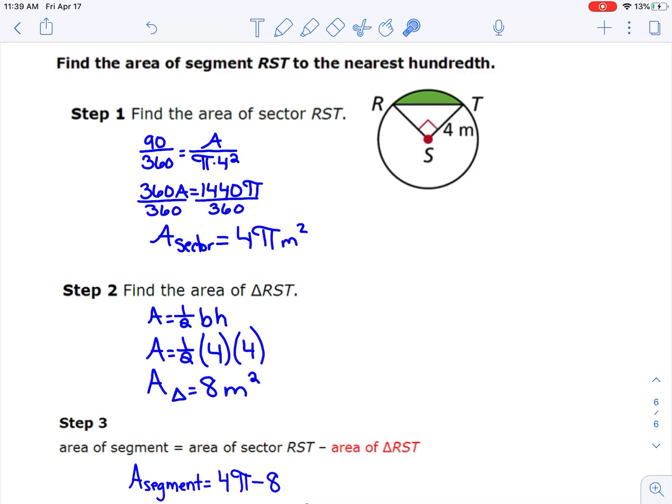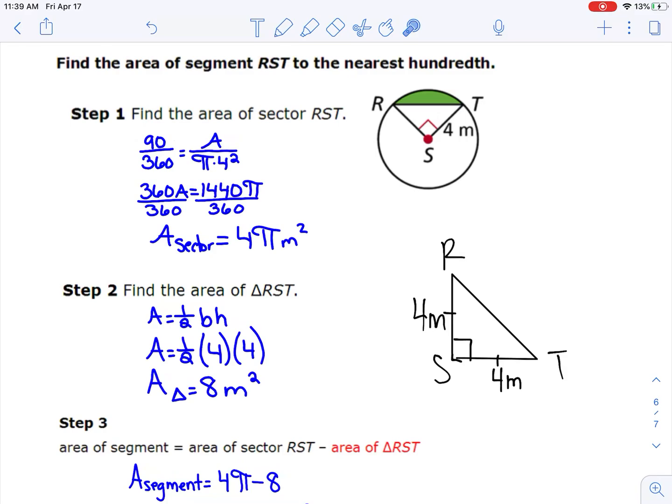Moving on to step 2, we need to find the area of triangle RST. In this case, since we have a right triangle, we do know our base and our height. And I'll draw that out for you off to the side here so you can see that a little bit better. Okay, so we have a right triangle, and we know that ST is 4 meters, and that was our radius. And remember, RS is also a radius, so those would both be 4 meters.